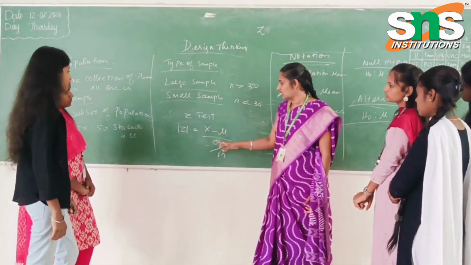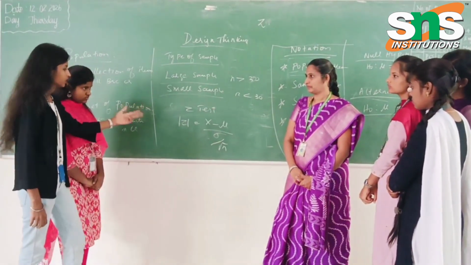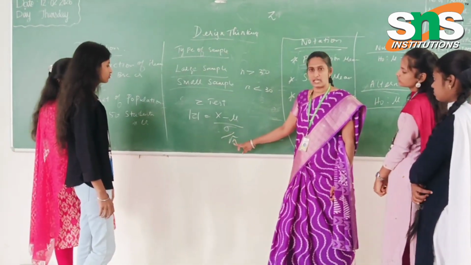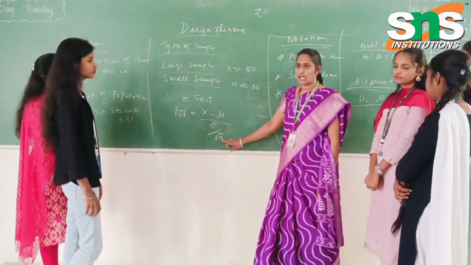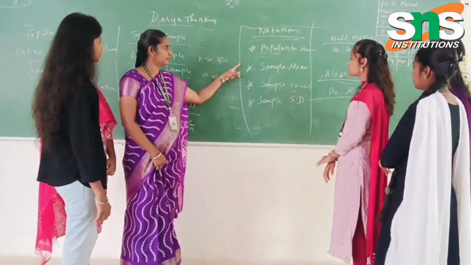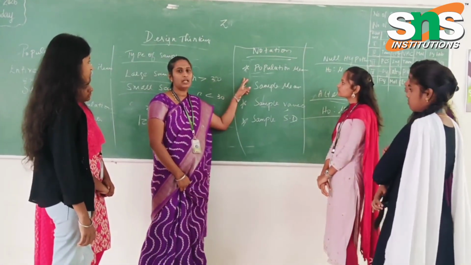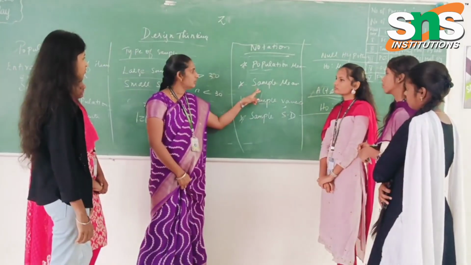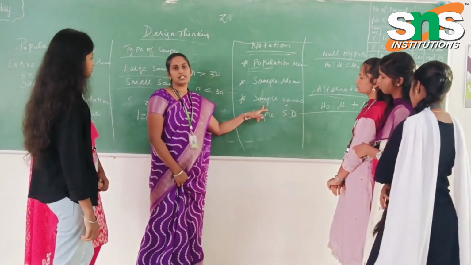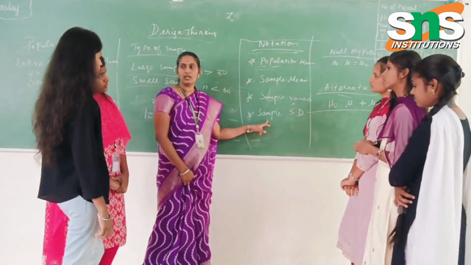What is the Z test? Z equals x minus mu divided by sigma by root n, where mu is the mean and sigma is the standard deviation, and root n involves the sample size. And what are the notations? Population mean, sample variance, sample standard deviation. Sample mean is denoted by the variable x, population mean by mu, sample variance by sigma square, and standard deviation by sigma.